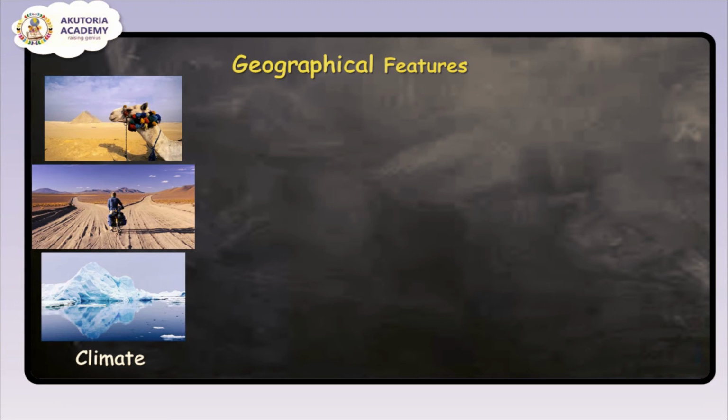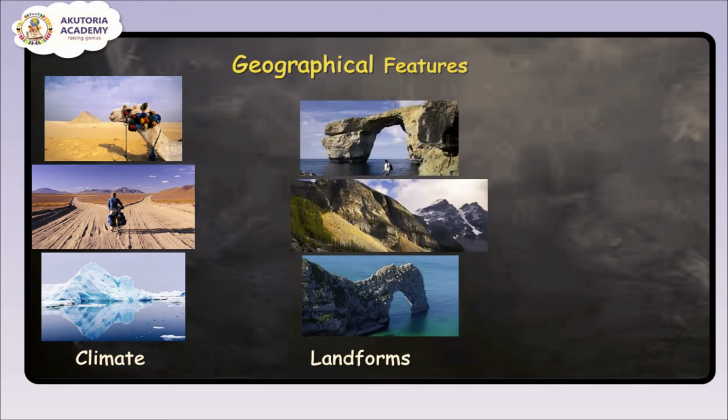We also have another example of geographical features, landforms. Landforms talks about the nature of the land in that area. Some areas have high hills and rocks, while other areas are just flat lands. Some areas are very rocky and stony, while some other areas are very sandy.